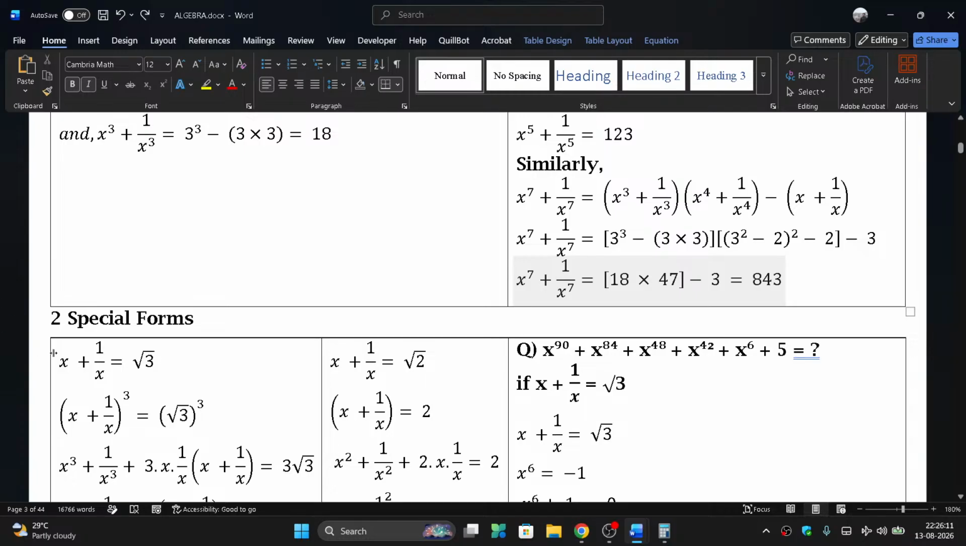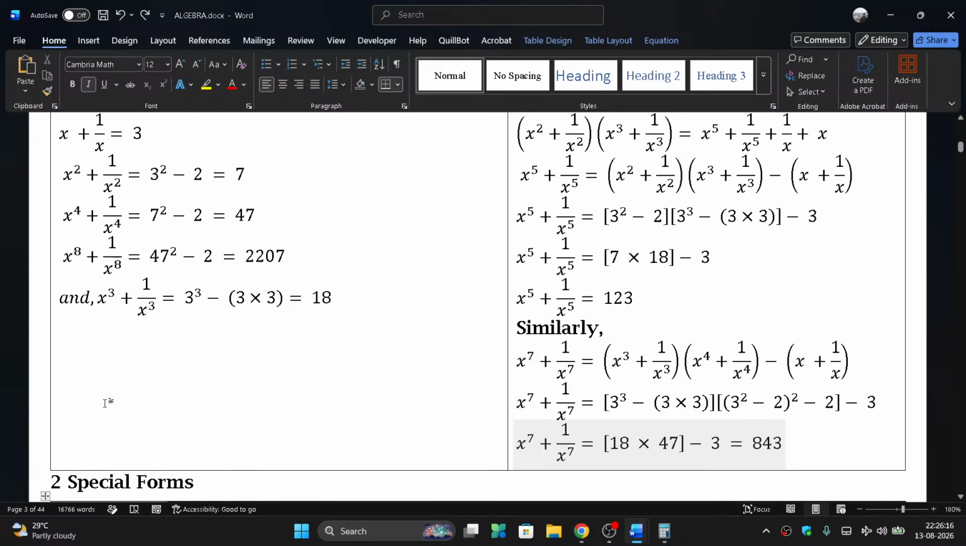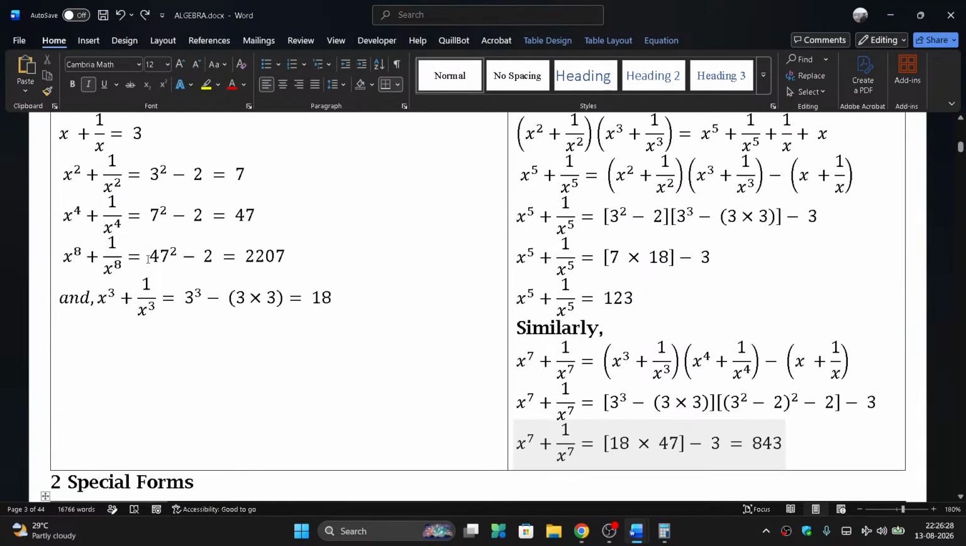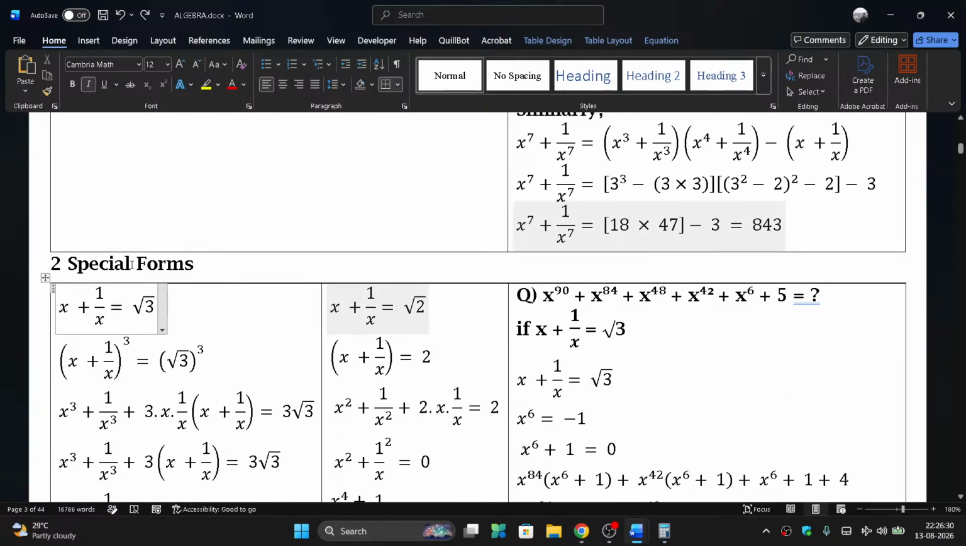There are also some special forms like x plus 1 by x equals root of 3. Here the value is within a root, and this is not a perfect square. Even if it is a perfect square, the value would be plus and minus both. No, not both plus and minus. It would be positive only.